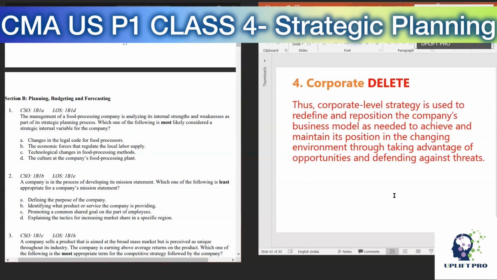Yes, go ahead, Rohit. So my option was D, because the tactics and increasing the market share would more likely be a vision statement as specified by Kushi, and mission statement is more centered towards customer needs and customer demands. So that's why I would go with D.